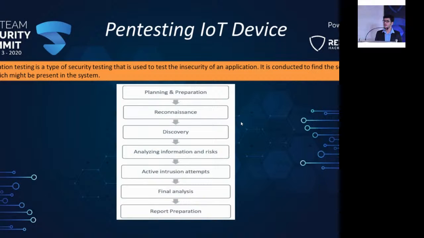So once we prepare the report after performing all the seven steps of penetration testing, we have to send back the report to the client so that the client can solve all these bugs and issues.